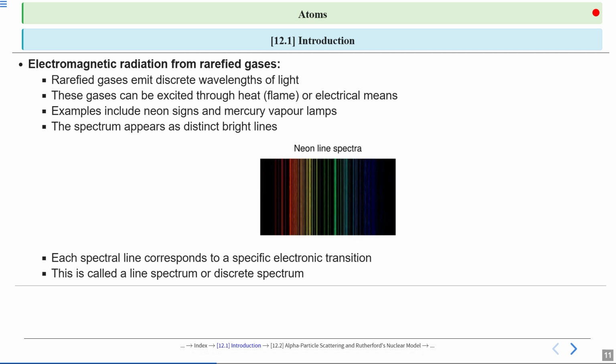Remember, solids, liquids, or gases at low pressure always show this kind of spectrum, except solids, liquids, or gases at high pressure, that is, condensed or dense gases. Except for these types of materials, gases at low pressure, or rarefied gases, always show this kind of spectrum, the line spectrum.